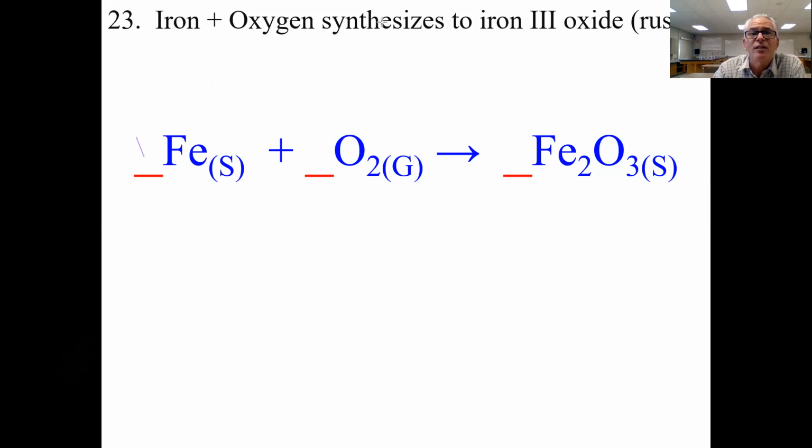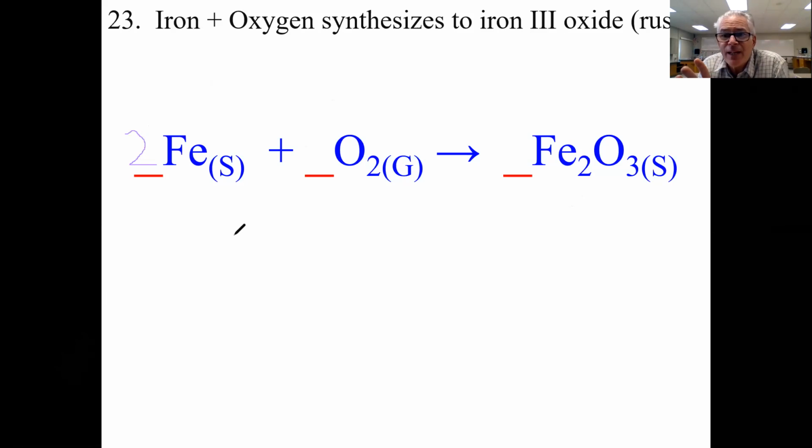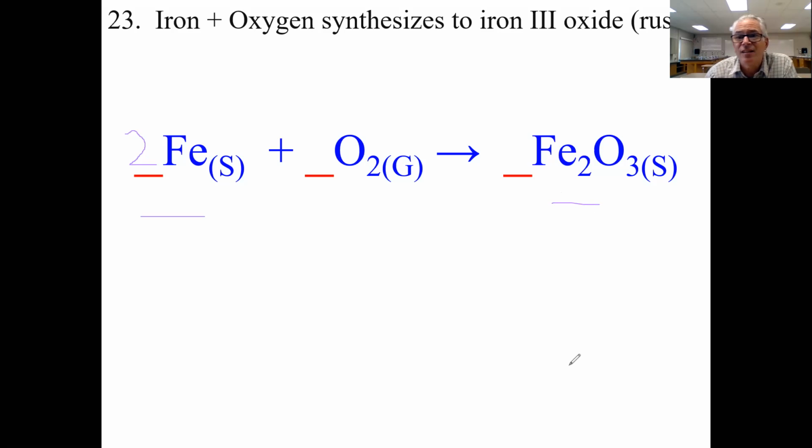Oh, that's no good. Let me undo that. I don't draw enough. Here we go. I'm going to make this a 2. And don't be copying this yet. Do some thinking. Put your pens down. So now I have 2 irons in the front, and I have 2 irons in the product.